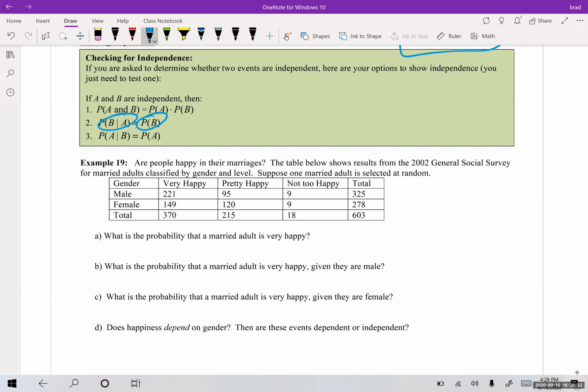The probability of B given A is still the same as the probability of B without A occurring. That means that A did not affect B, right? But if it does change, if they're not equal, then that means A did affect B. Okay, so let's go through and work with this real quick.